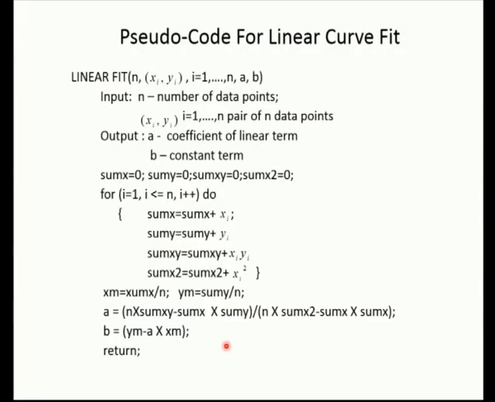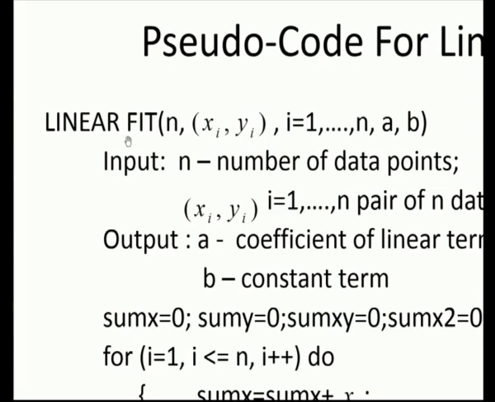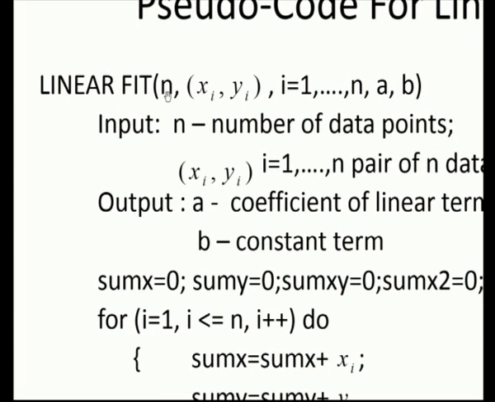And now we will see the pseudocode of that. Basically, the pseudocode for linear fit we are discussing. This is the algorithm for linear fit. What are the inputs? We need n, the number of points, and xi, yi, the n pairs of values for i equal to 1 to n, and a and b are output.